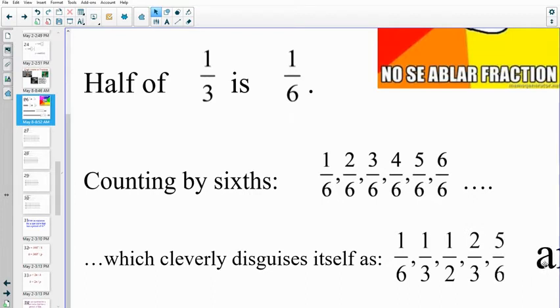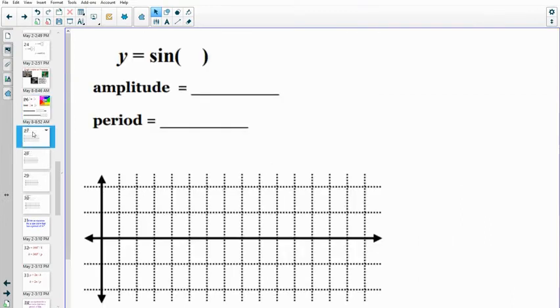5/6 is 5/6. That's a tough word for me to say right now. And then 6/6 is 1. Nothing too crazy there. So let's take a look at a few problems. Your homework questions are going to look like this.